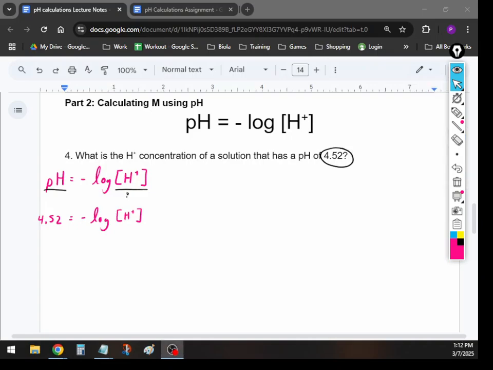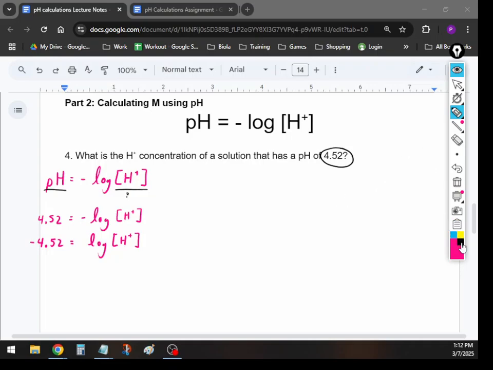Alright, so now we need to solve for H+. And so what we have to do is isolate H+. Now I'm going to show you guys how to do that. The first thing you want to do is move the negative to the other side. So it's going to be negative 4.52 equals log of H+. You're flipping it by switching the other side to negative and this side to positive. Okay, so far so good, guys?